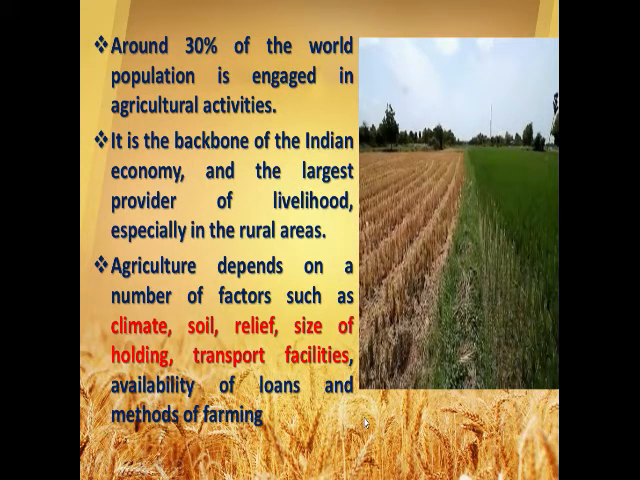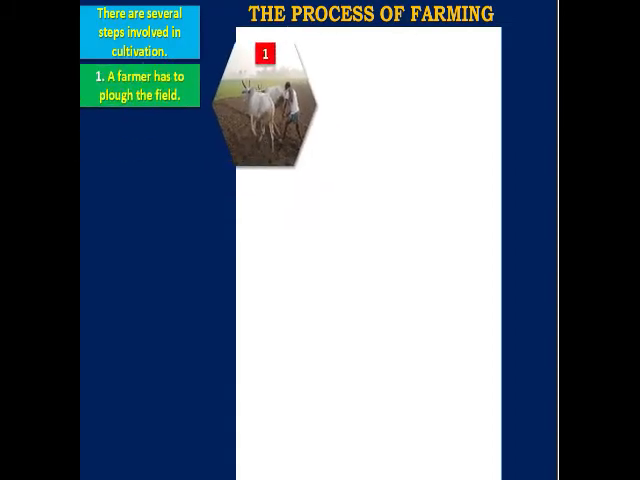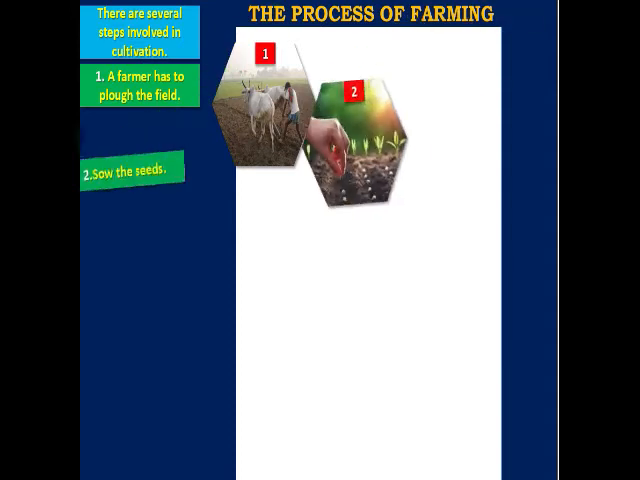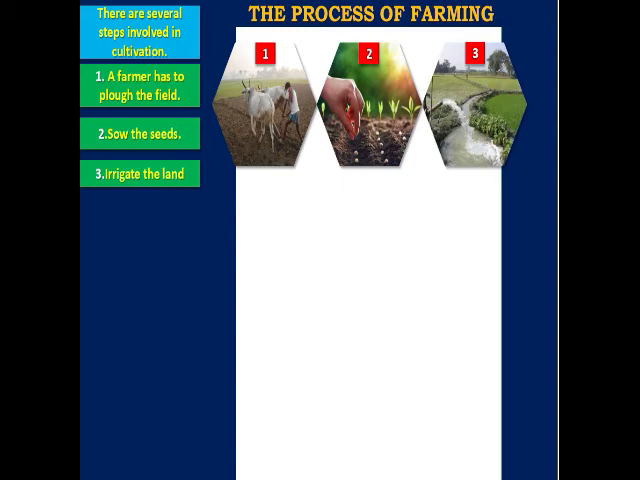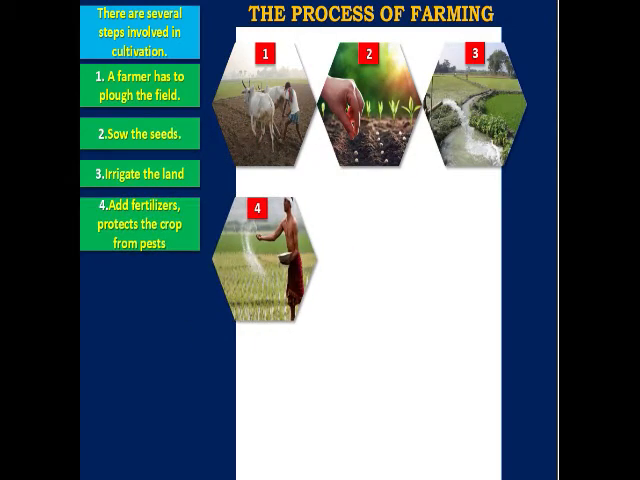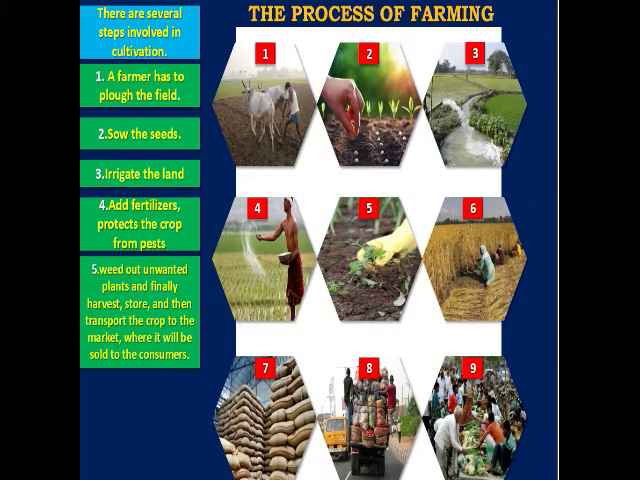So this is a small video about paddy cultivation in India. So let's go to the next one, the process of farming. There are several steps involved in the cultivation. The first step is the farmer has to plough the field, the second is to sow the seeds, the third is to irrigate the land, and the fourth is to add fertilizers and protect the crop from pests. The fifth is to weed out unwanted plants, and finally harvest, store and then transport the crop to the market where it will be sold to the consumers.